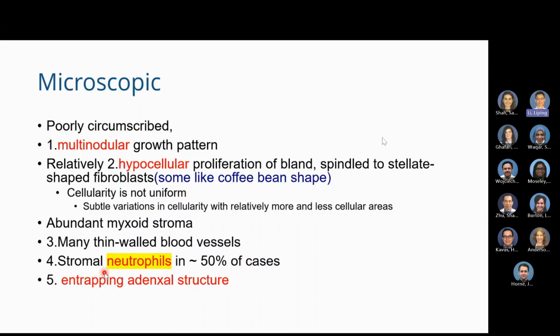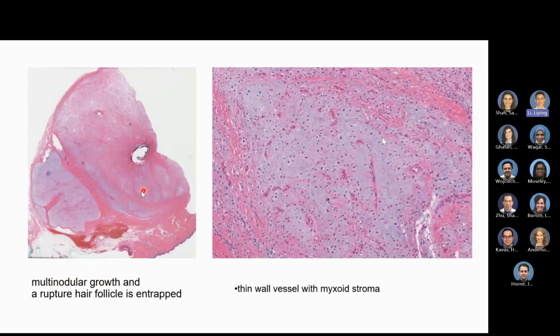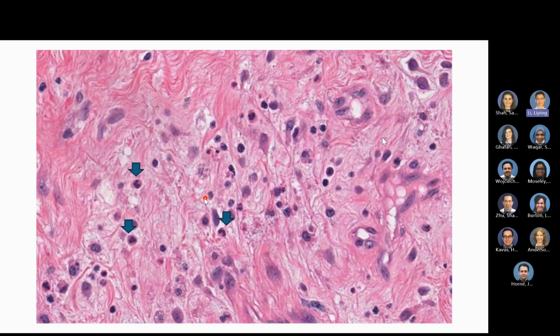Another feature is it will entrap some adnexal structures. So in low power, we can see this multi-nodular pattern separated by this fibrous connective tissue. And then we can see it maybe entrap a hair follicle or some adnexal structure. Even in this power, we know this is hypocellular, with a little bit of mucin or myxoid stroma. Then we can see this bluish stroma, we can find some tiny vessels, and the lesional cell is this spindle cell around. Then you can start to look for neutrophils, really helpful. So this is hypocellular with neutrophils and this spindle cell proliferation, really good for the cutaneous myxoma.